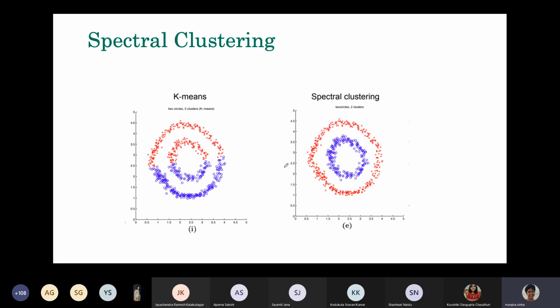Was K-means clustering discussed in the class? Yes, no? Anyone? Was K-means discussed in the previous classes? No, ma'am. No, right? Okay.